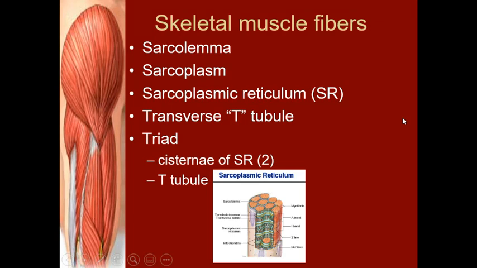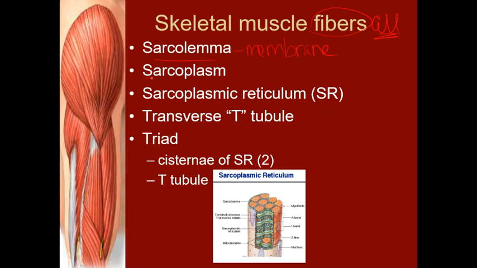All right, muscle fiber. Remember, this is a cell. So we're talking about a special cell called a muscle fiber. Every cell around the outside has a cell membrane. The cell membrane for a muscle cell is called a sarcolemma. So that has a special name. So sarcolemma is the cell membrane.